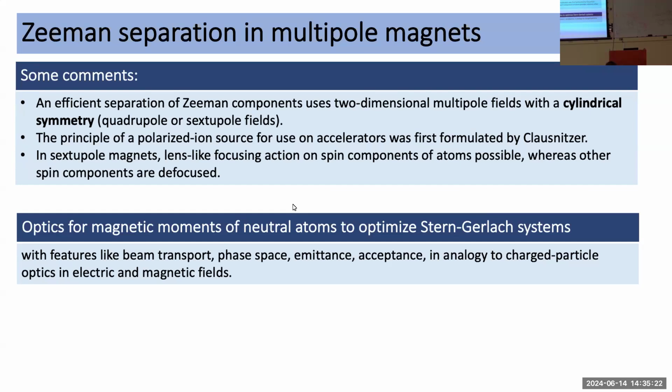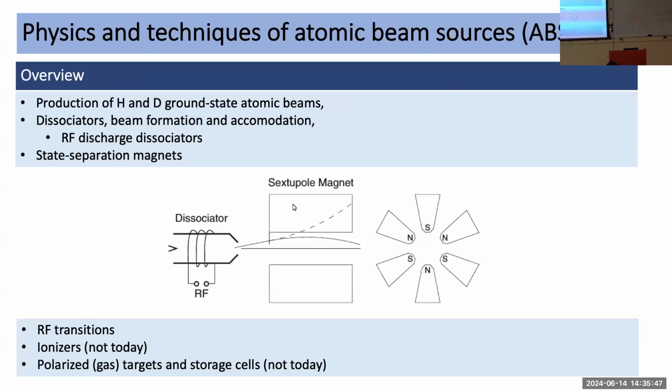Now in these 6-pole magnets, you have a lens-like focusing action, and you can actually really do an atomic tracking, a kind of tracing in the magnetic field to optimize these systems. So you have beam transport, phase-space emittance, like you have it in charged particle optics. The same you do with atoms to make a source.